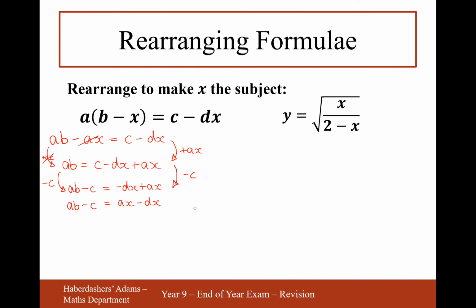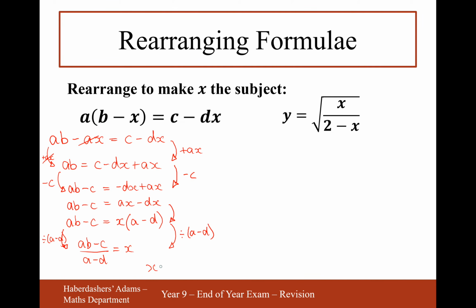Now that I've got to this position here, my x's are on one side, anything else on the other side, I need to factorise the side with lots of x's on it, because x is a common factor in ax and minus dx. Now what needs to go inside the bracket? It will be a times x to give me ax, and minus d to give me minus dx. And on the left hand side it will be ab minus c. The last thing I'll do is divide by what's inside my bracket. So I'll divide by a minus d, divide by a minus d, and my answer will be ab minus c divided by a minus d equals x.